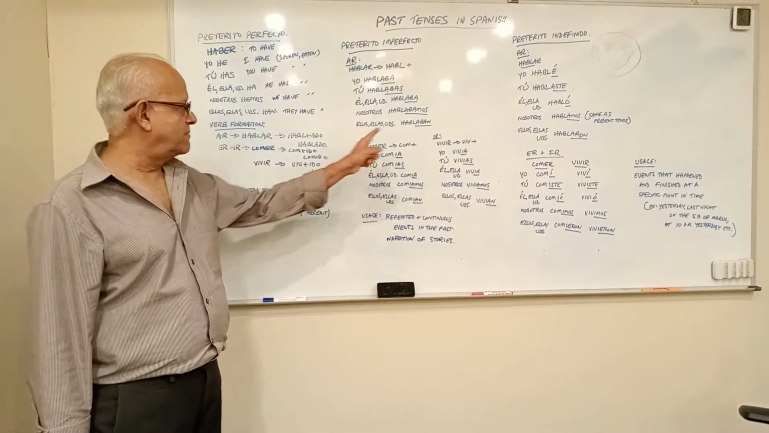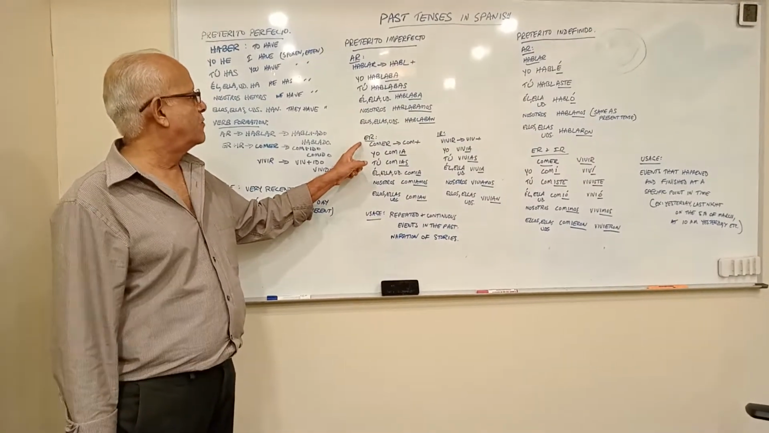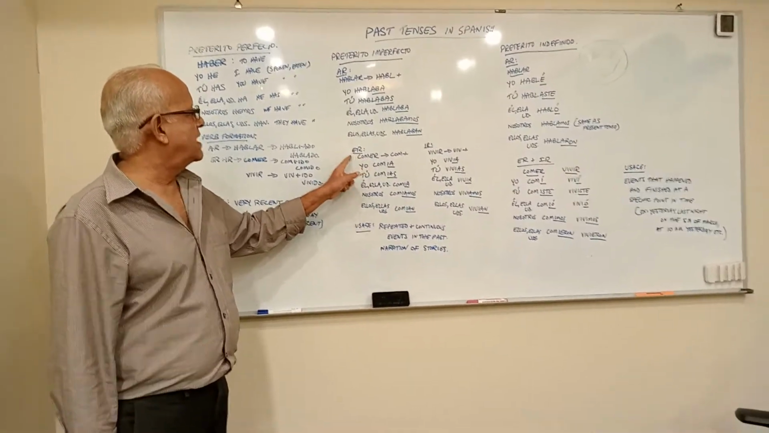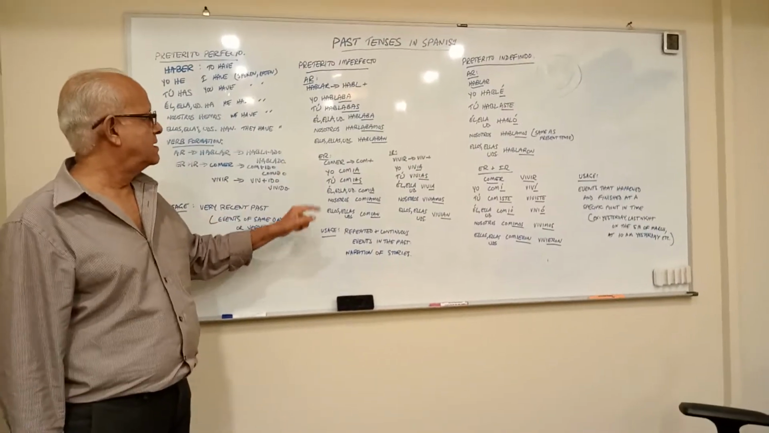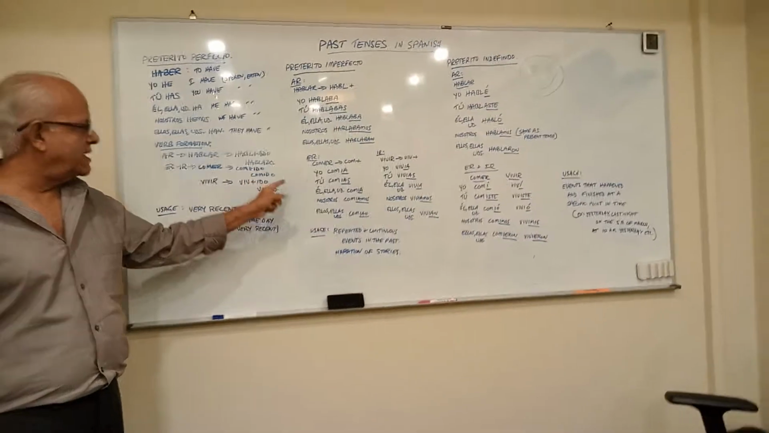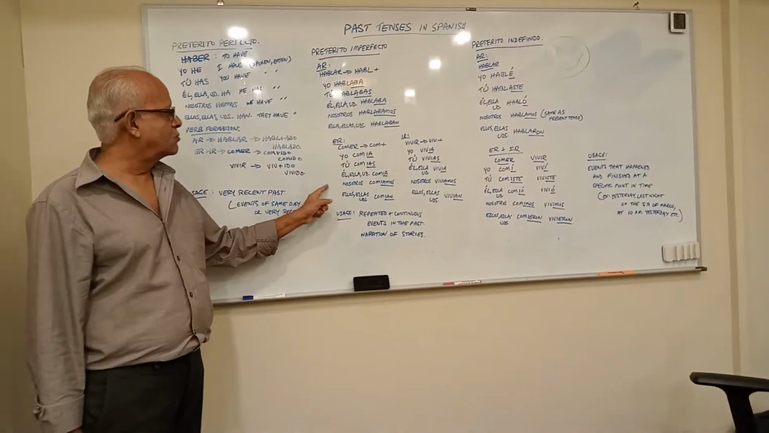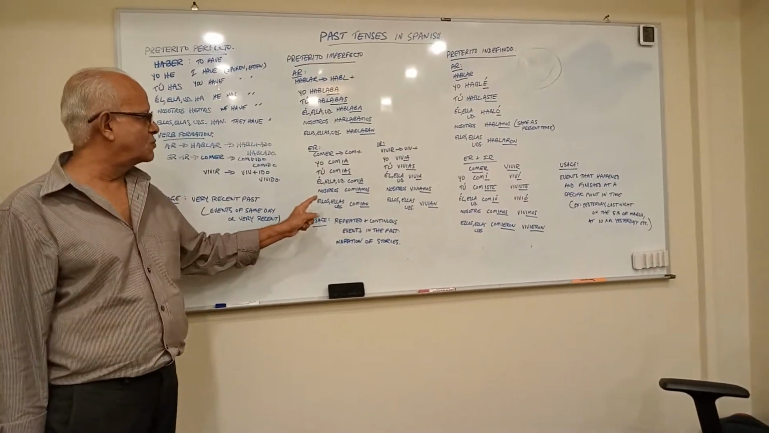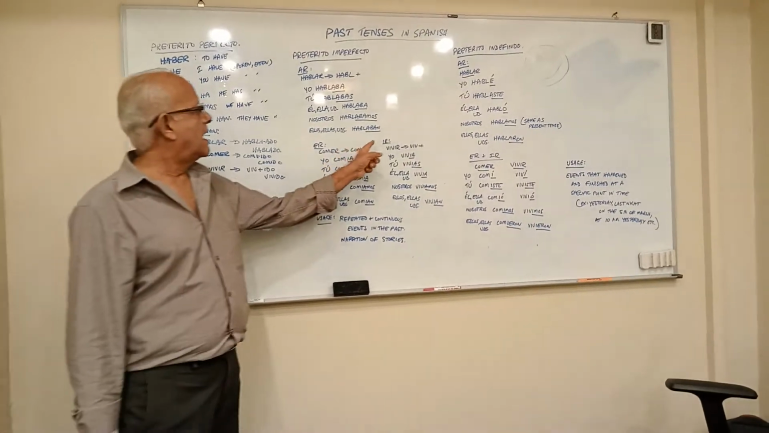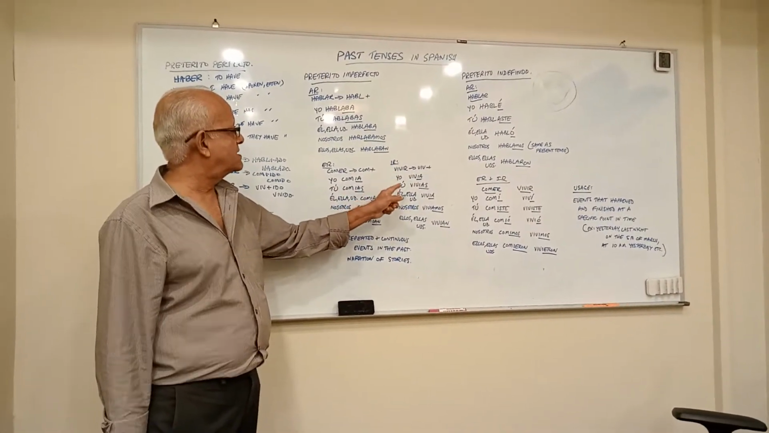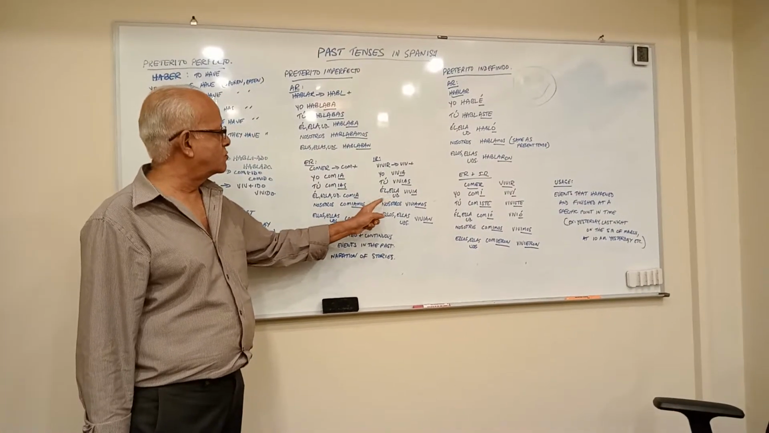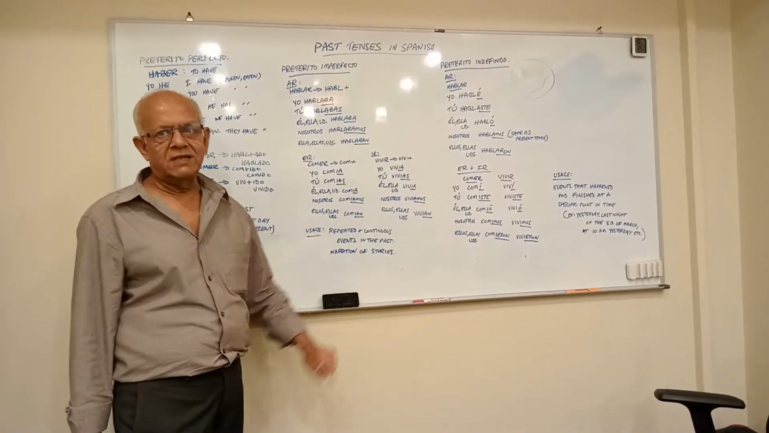Comer, and ER and IR verbs have the same termination. Okay, we remove ER and remove IR, and for the endings we add ía, ías, ía, íamos, and ían. For example, comer: yo comía, tú comías, él comía, nosotros comíamos, ellos comían. IR verbs, remove the IR: yo vivía, tú vivías, él vivía, nosotros vivíamos, ellos vivían.